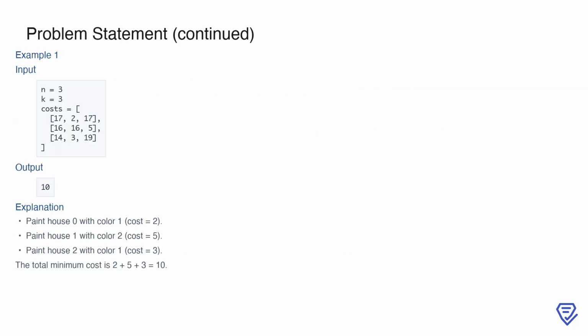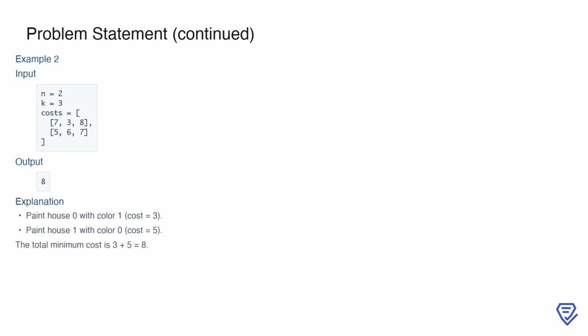For example, consider n equals 3 houses and k equals 3 colors, with the costs matrix given as [17, 2, 17], [16, 16, 5], [14, 3, 19]. Here, we want to find the minimum cost to paint all 3 houses. If we paint house 0 with color 1, cost equals 2, house 1 with color 2, cost equals 5, and house 2 with color 1, cost equals 3, the total cost is 2 plus 5 plus 3 equals 10. This is the minimum possible cost under the condition that no two adjacent houses have the same color, so the output is 10.